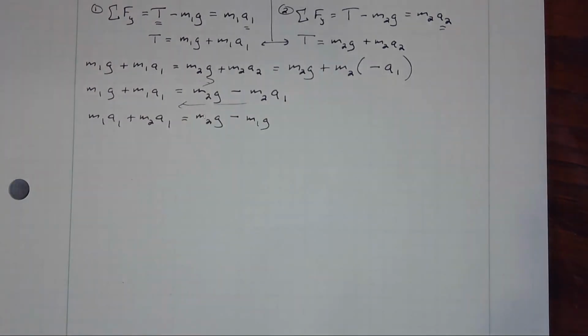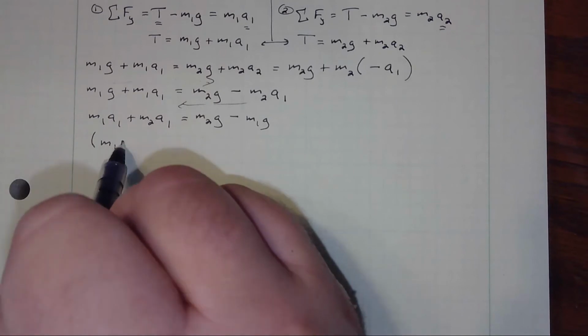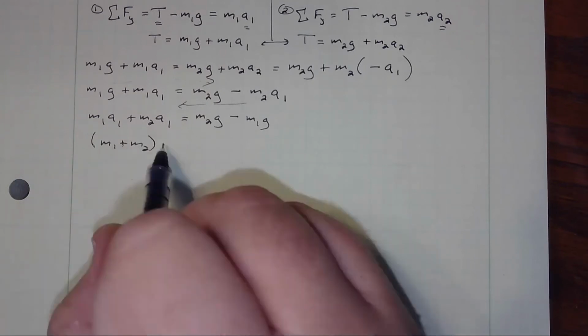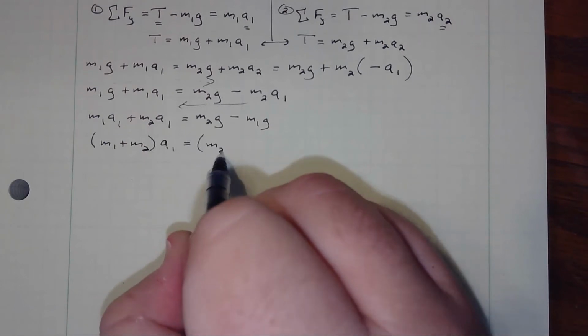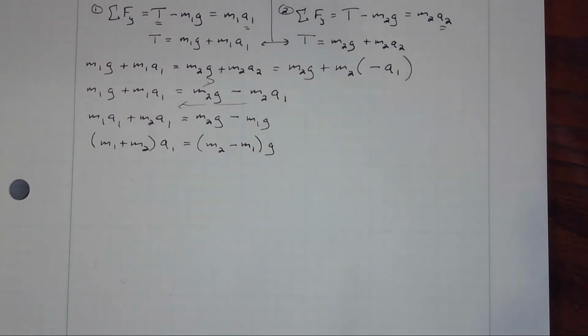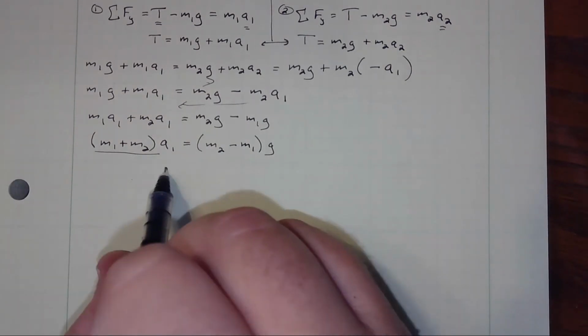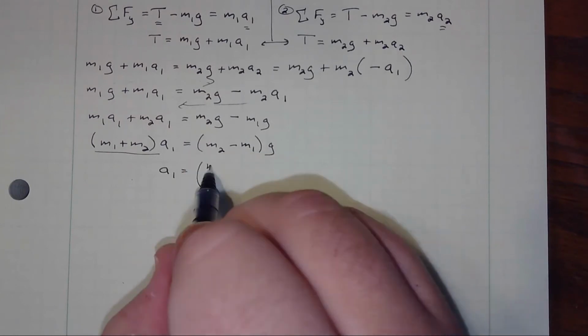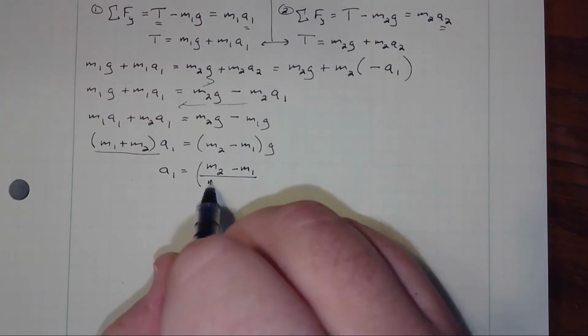So notice immediately I can start doing some factoring. I have a1 in common with both of these terms. So this gives me (m1 plus m2) times a1. Over here we have (m2 minus m1) times g. And then if we want to solve for the acceleration, I'm just going to divide by this term over here. So we get that a1 is equal to (m2 minus m1) divided by (m1 plus m2), times g.